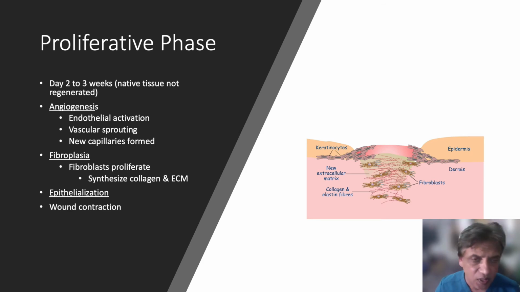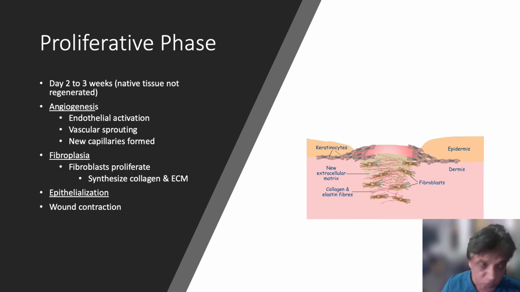And once this gap has been filled, then you get migration of keratinocytes from the wound edges to close the wound. So your fibroblast and your collagen is basically the house built, and your keratinocytes are the roof placed on top of the house.